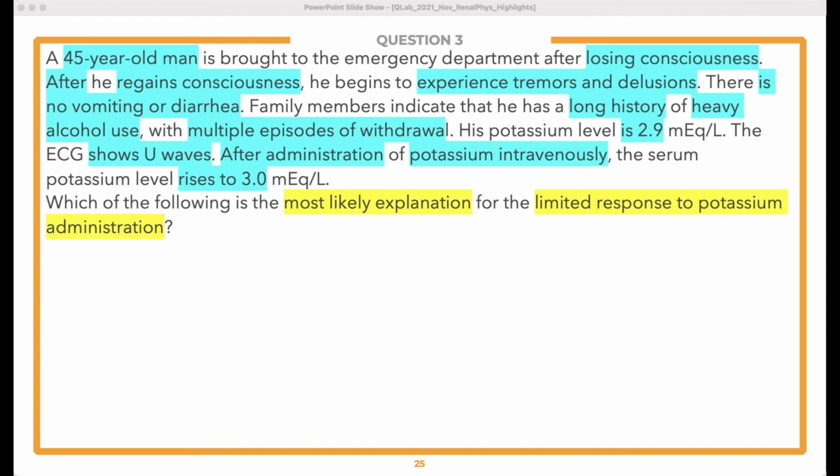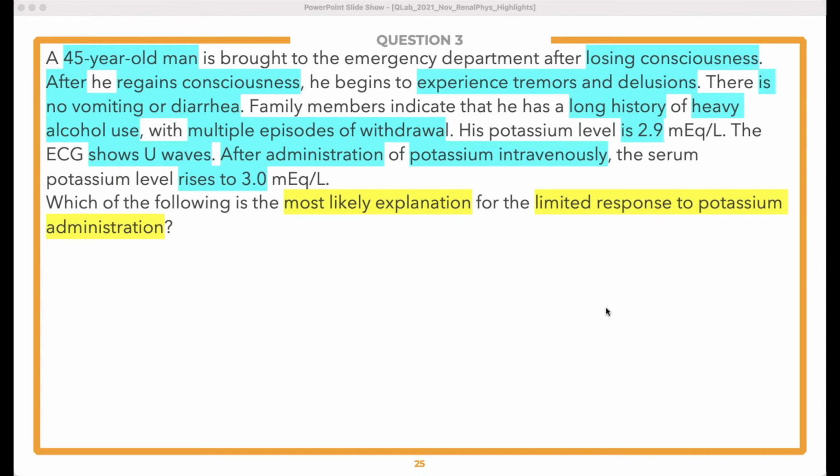And then again, with this question, they give us another clue about after they give him a treatment, something happens to his lab levels, okay? So another added clue there. So you definitely want to make note of that. You want to try to understand what's going on and pick up on that very important clue. So then they're asking for the most likely explanation for the limited response to potassium administration. So even after they gave potassium, and not just potassium, but they gave it IV, not by mouth, the potassium still only went up from 2.9 to 3. Okay, so why is that?